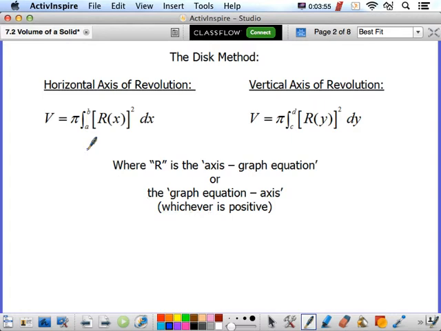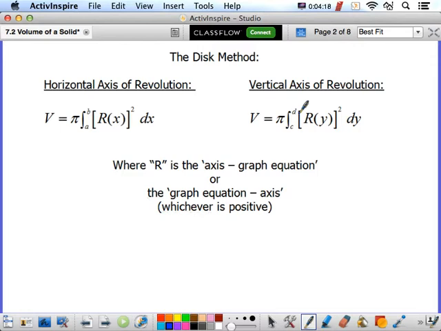If you're revolving around a vertical axis, the only difference is that we'll have a dy here, and our primary equations will be with respect to y. It'll still be pi r squared dy, but this time it'll be integrated with limits of integration that are y values rather than x values.